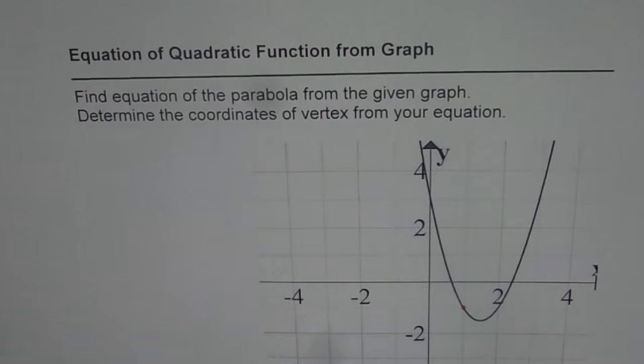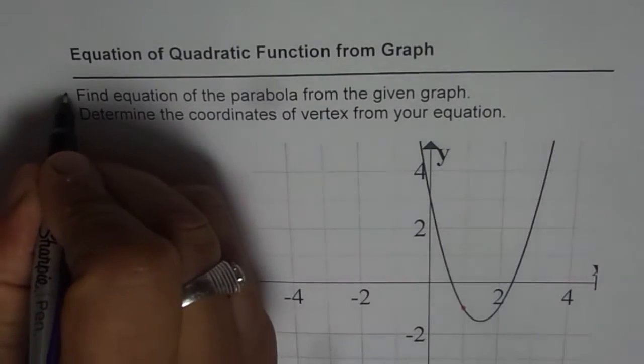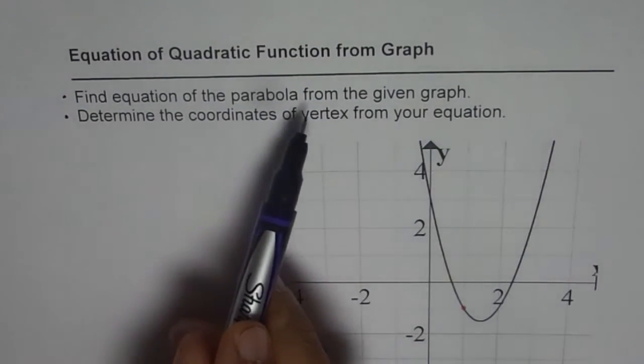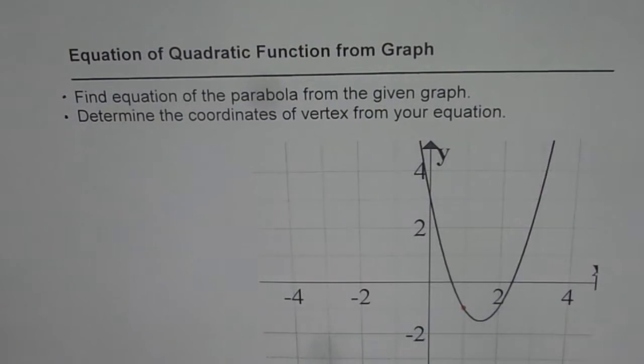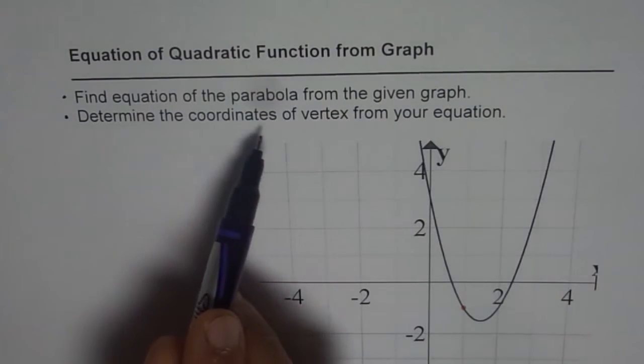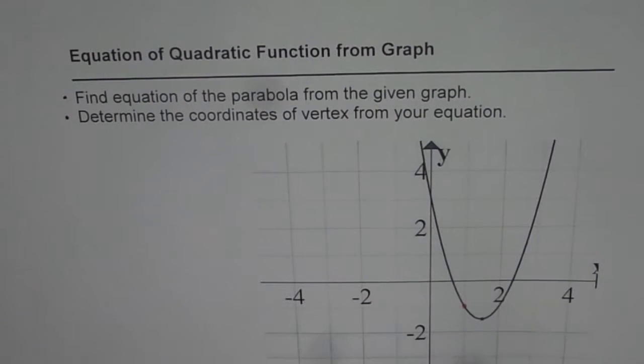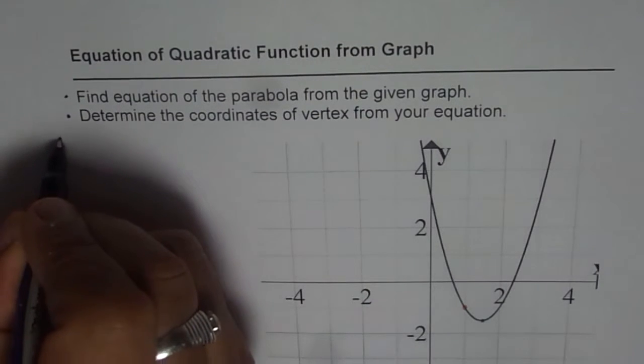I'm Anil Kumar, and in this video we will learn the method of partial factoring to find the equation of a quadratic function from the graph. So we have two questions here. Question number one is to find the equation of the parabola from the given graph. That's the graph given to you. Determine the coordinates of the vertex from your equation, and that is the vertex which we need to figure out. Now I'll use the method of partial factoring.